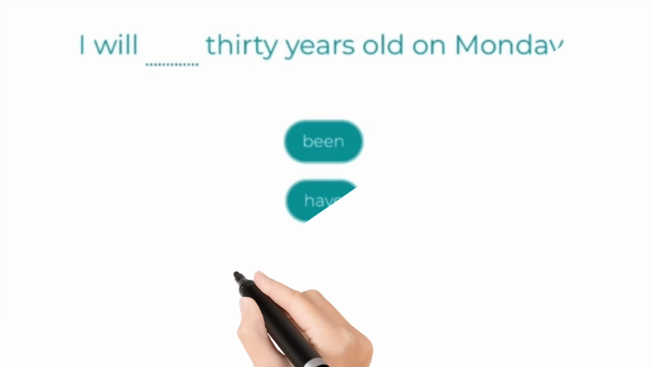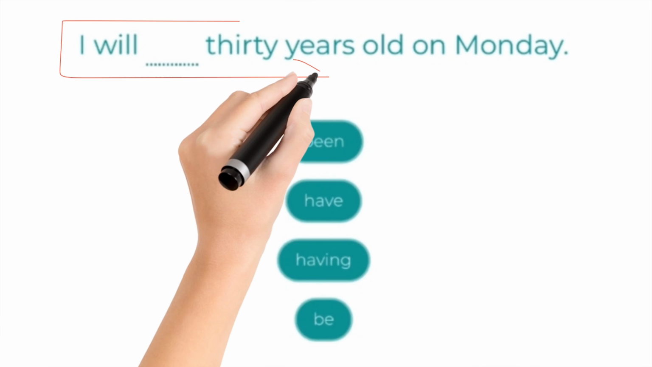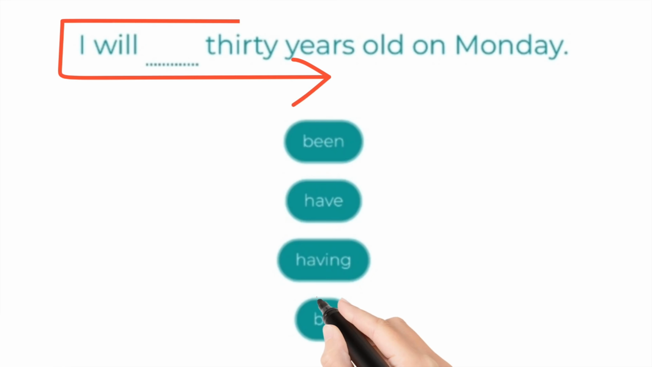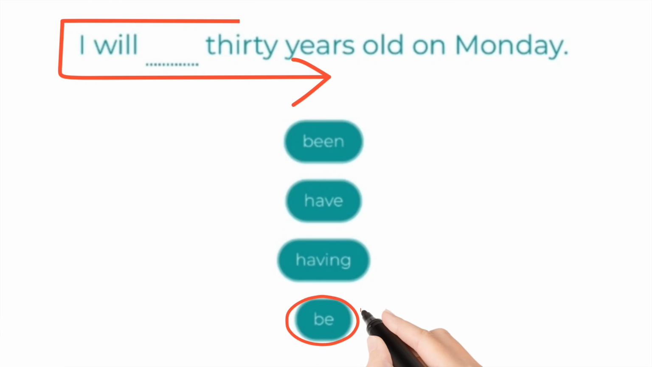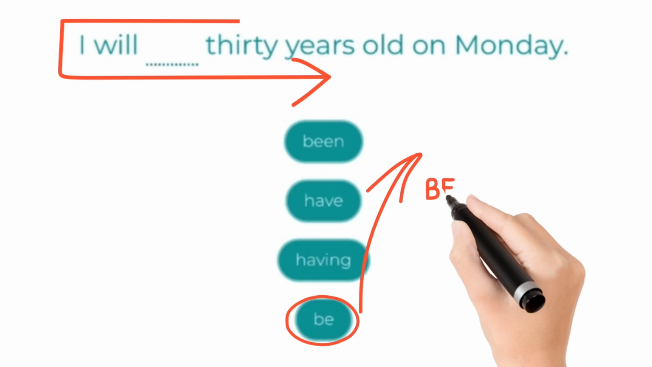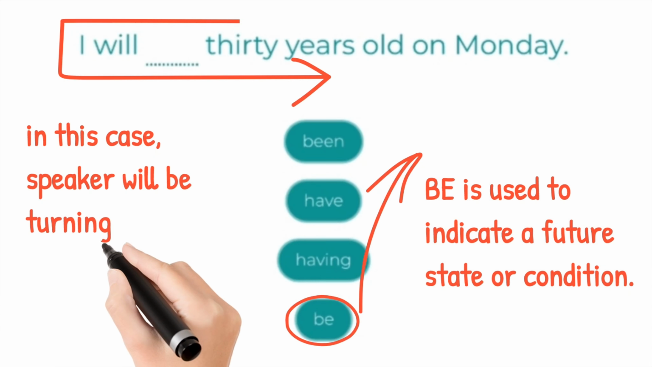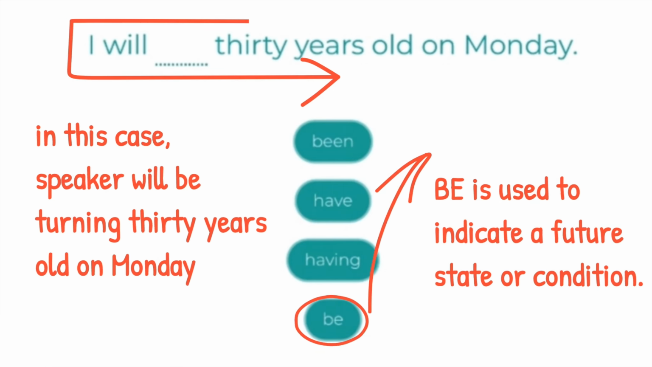Let me explain why. The sentence, I will be 30 years old on Monday, indicates that the speaker's birthday is on Monday and they will be turning 30 years old. So the word be is used to indicate a future state or condition. In this case, the speaker will be turning 30 years old on Monday.